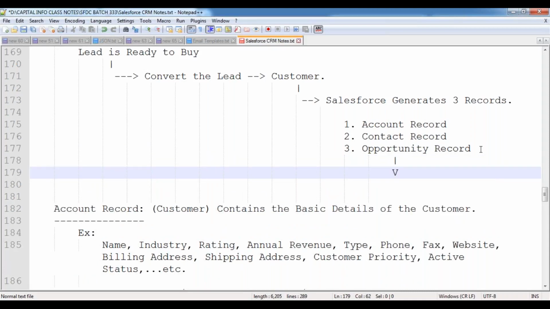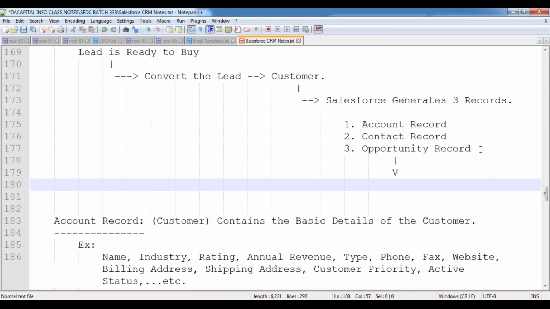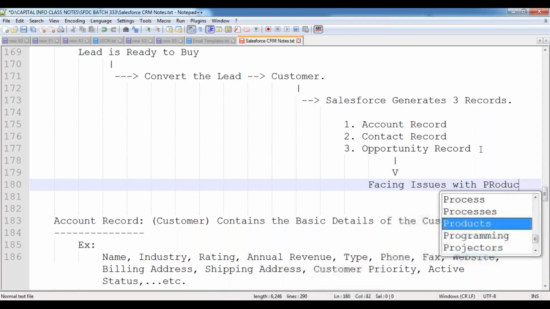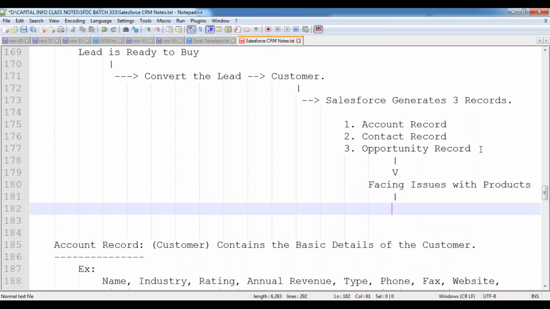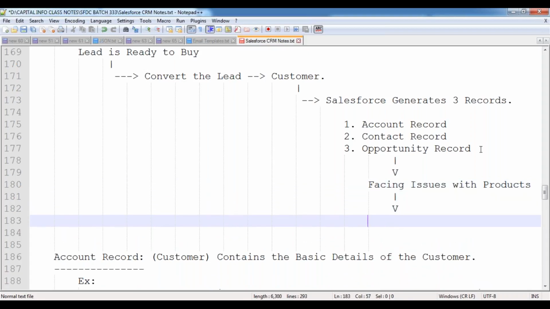Now, whenever the customer is utilizing the product, if the customer is facing any problem or issues with the product, then what will the customer basically do in this case? The customer is going to be raising a complaint.